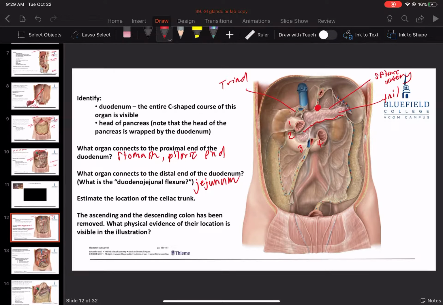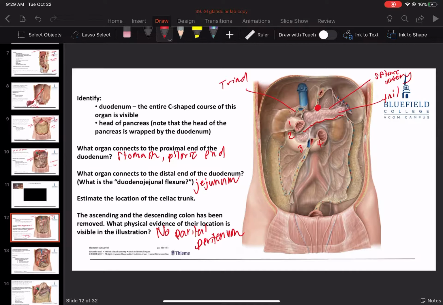The ascending and the descending colon have been removed. What physical evidence of their location is visible? It's just where there's no parietal peritoneum here on the posterior abdominal wall. So this is like the scar of where the ascending colon was, and here's the site of the descending colon.